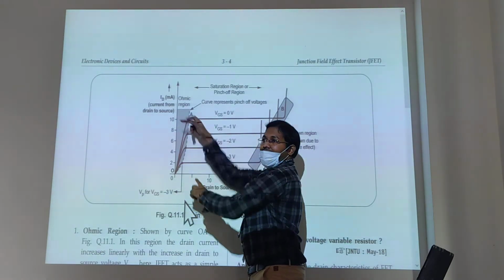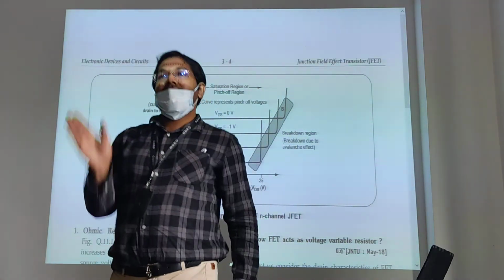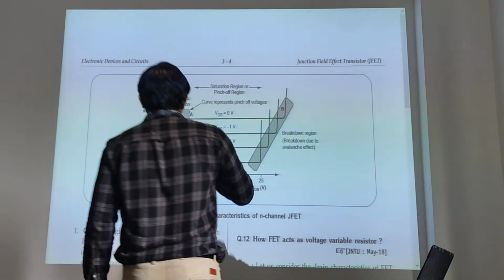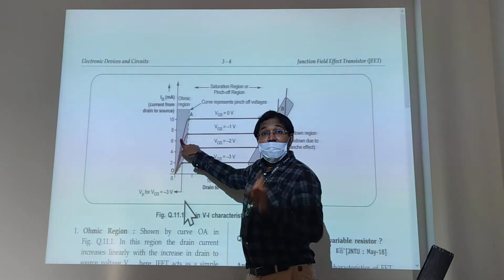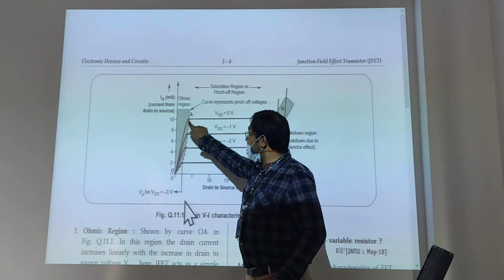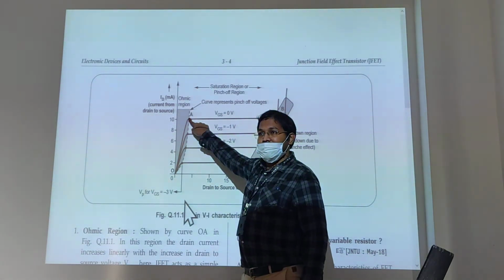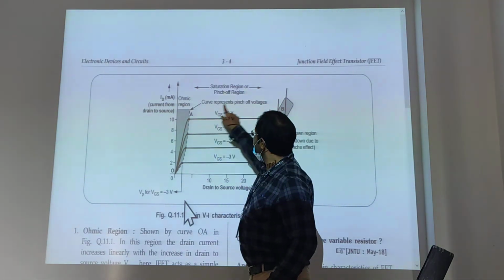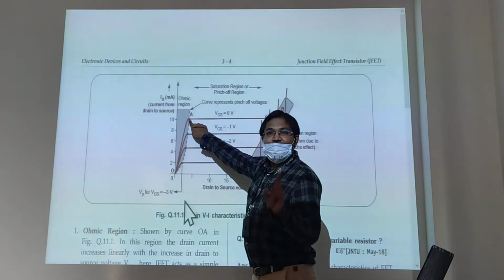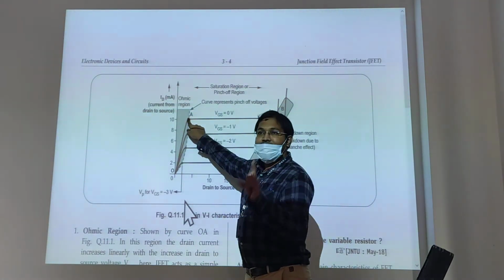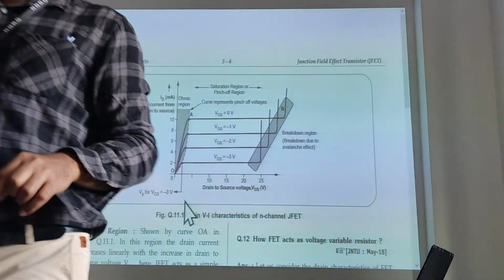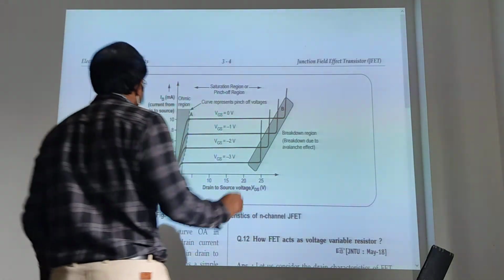4 by 10, they both will be equal. That is the property of a straight line, okay? So what I am trying to say is, this point is not given in the question. What point is given? This point is given. What are the coordinates of this point? Voltage is Vp. Current is IDSS. IDSS is the maximum current.